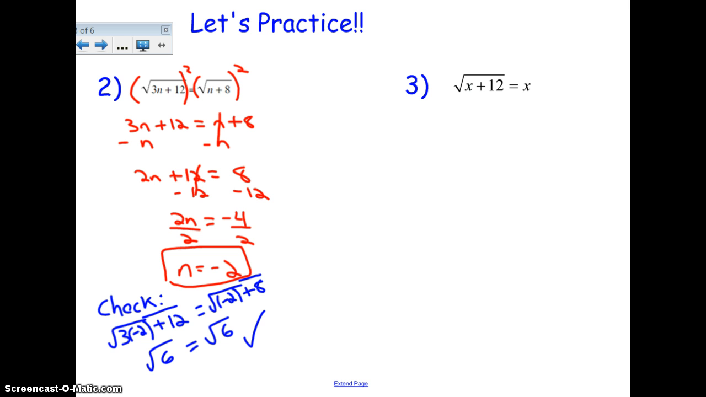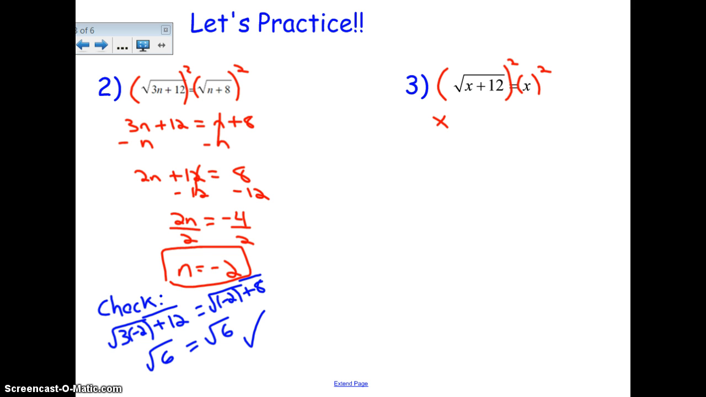All right, and have I said yet that it's important to check? Yeah, I know I've said it a bunch of times, and here in example number 3, we're going to find out why. So without giving too much away, just be sure that you check your answers at the end of the problem, okay? So checking is as important as any step. Here we have the square root of x plus 12 equals x. So you guys are getting familiar with this. We want to get rid of this radical, so we're going to square both sides.